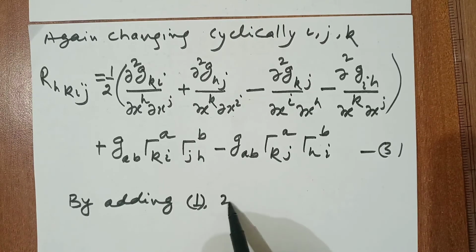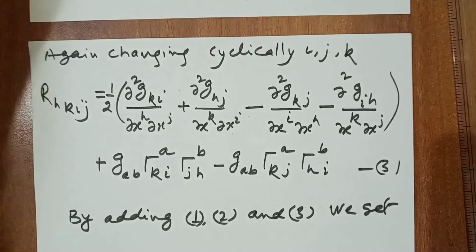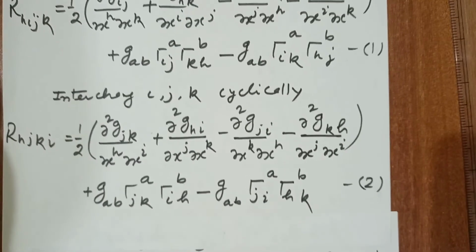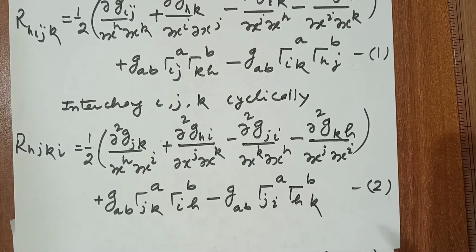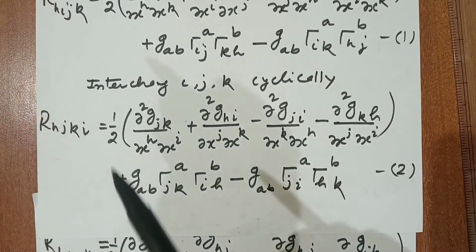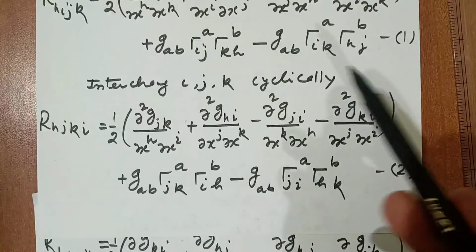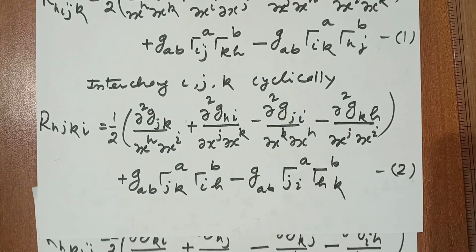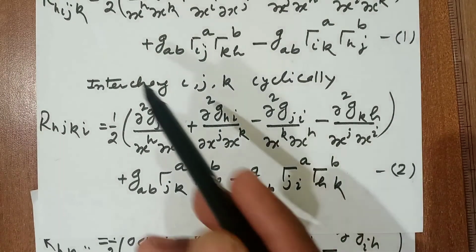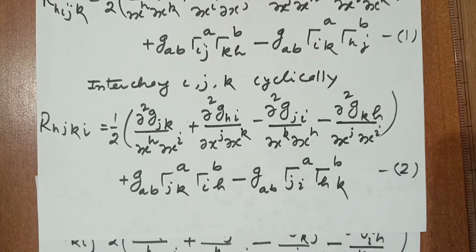By adding 1, 2 and 3, it is very easy to see that all the values, this is first, this is second and this is third. So you see this is very easy to prove. There are 12 terms of second order partial derivative. Here 6 are positive and 6 are negative. So all the terms are cancelled, because there are 6 terms, 3 are minus and 3 are plus. So this should be 0.